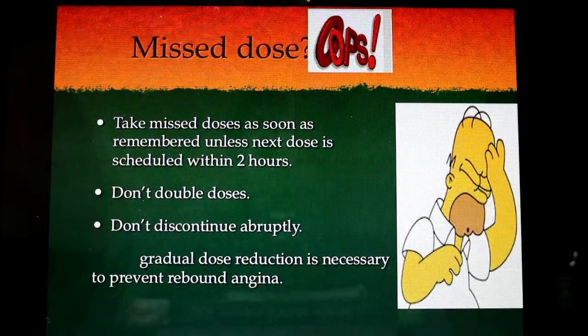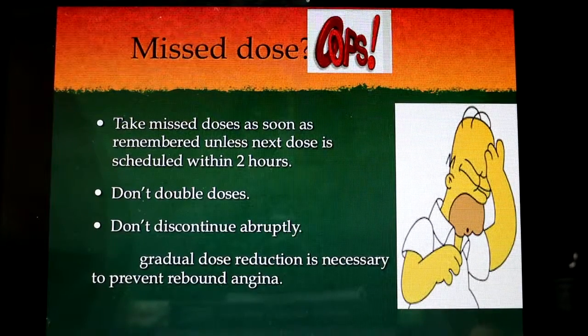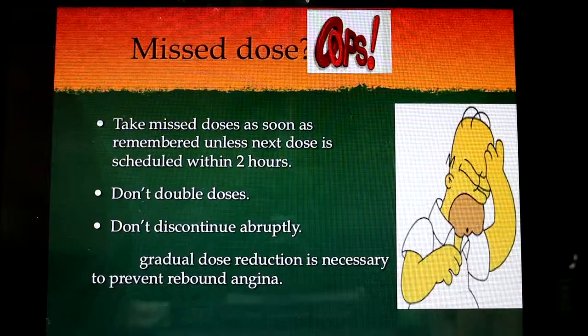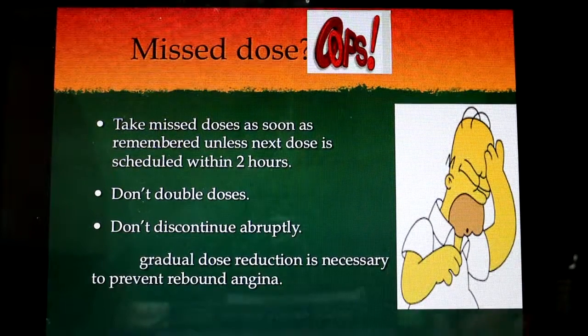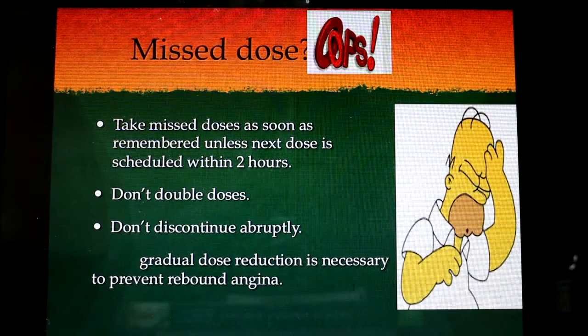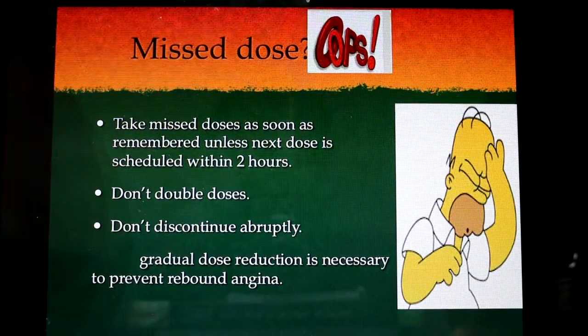What happens if you miss a dose of nitro? Take the missed dose as soon as you remember. But if your next dose is within 2 hours, then just don't take it. Then take your scheduled dose, which is after 2 hours. Do not double the doses of the medication, and do not discontinue the medication abruptly because the patient can have rebound angina.